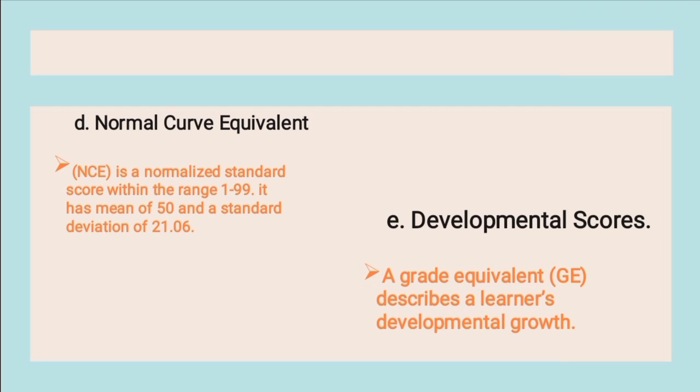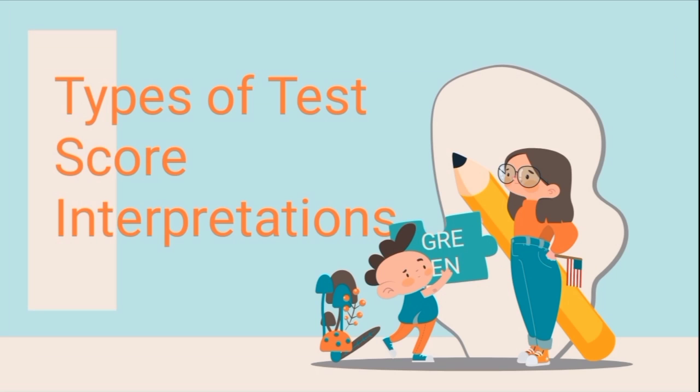So let's proceed to developmental scores. A grade equivalent describes a learner's developmental growth. So it means that under developmental scores, it is used to show the individual's position along a developmental continuum. In addition, developmental scores allow comparisons to be made to a series of reference groups that differ systematically and developmentally in average achievement. And let's proceed to the types of test score interpretation.